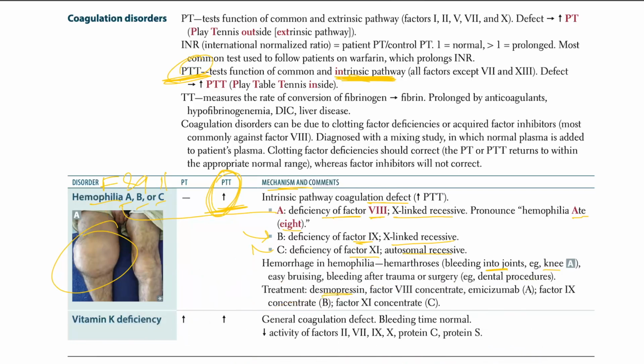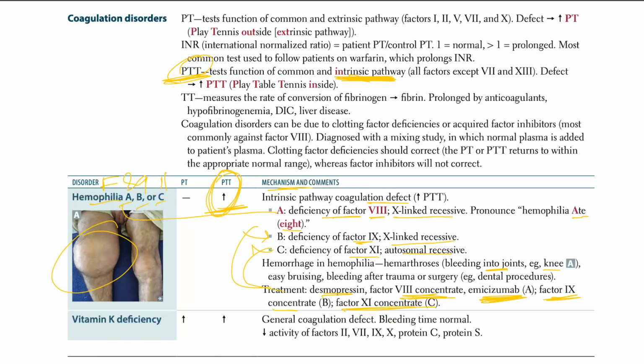We can give straight desmopressin. We can give factor 8 concentrate. We can give emicizumab. Or we can give factor 9 concentrate if we have B, or factor 11 concentrate if we have C.